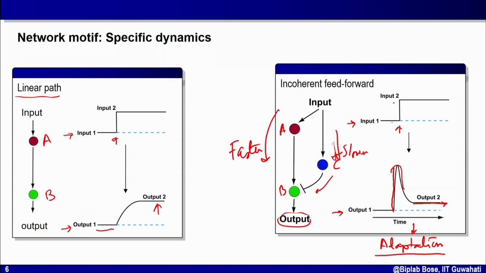Hope now it is clear to you what we mean by the dynamic characteristic of a particular network motif. And each of these network motifs, under certain constraints, under certain parameter values, will have this type of unique characteristic properties.